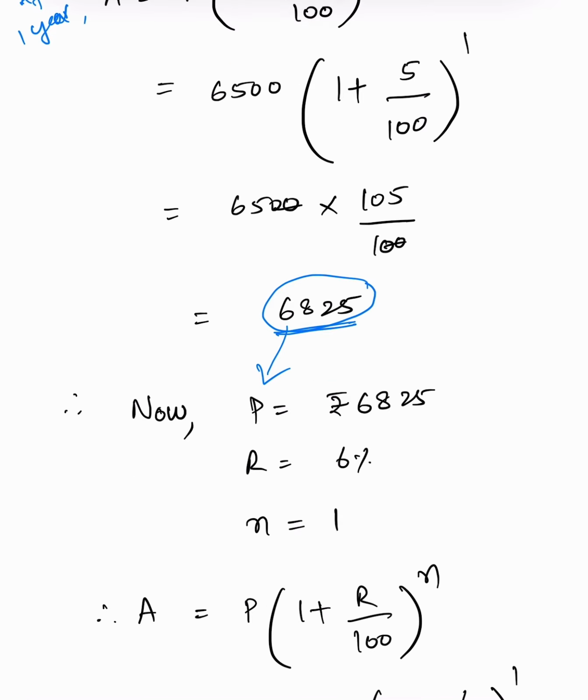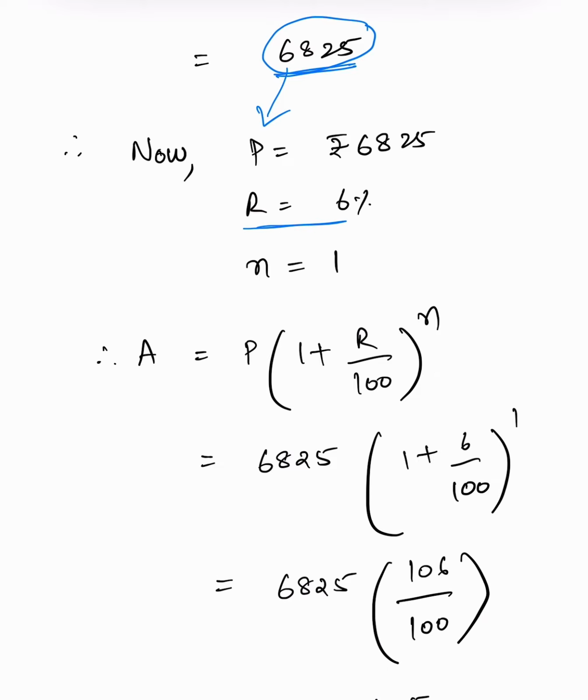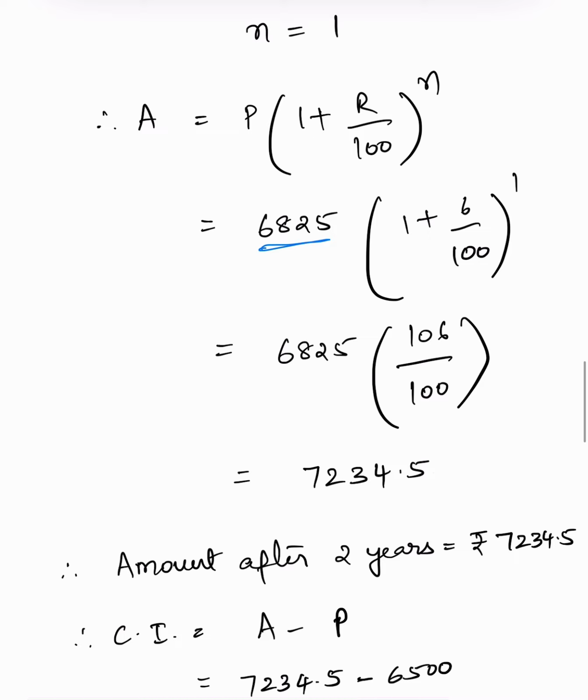On this, the rate of interest will be 6%, and then N equals 1 again. For the second year also, N should be taken as 1 because from now, after 1 year, we have to calculate the amount. So, amount equals P into 1 plus R by 100 whole power N. Instead of P, we put the amount after 1 year as the principal here. So, 6825 into 1 plus 6 by 100 whole power 1, which is equal to 7234.5.